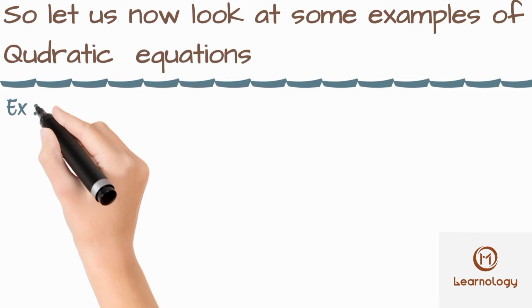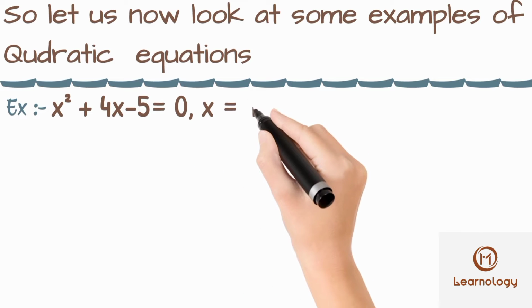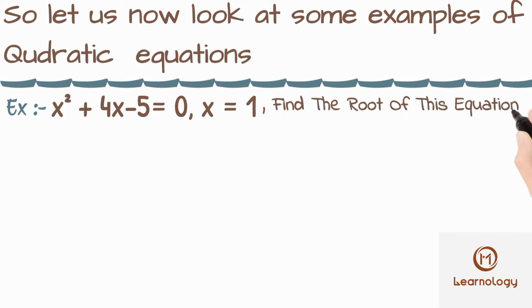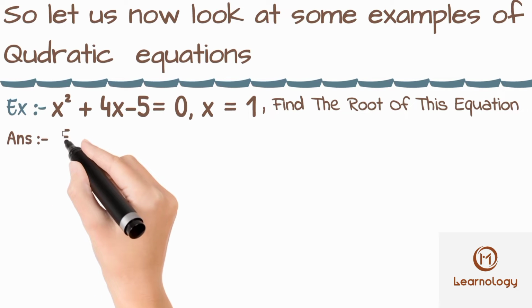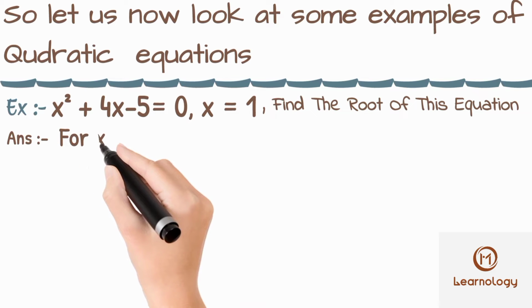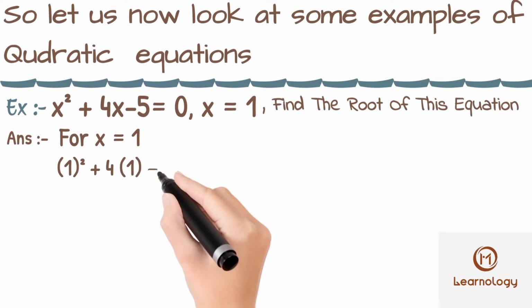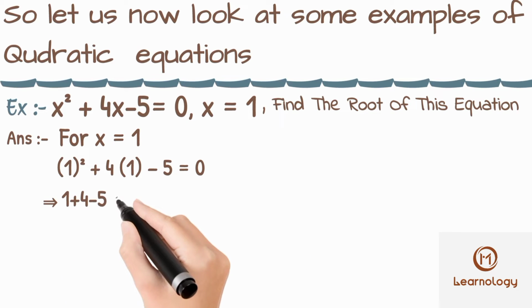Example: x square plus 4x minus 5 is equal to 0. x is equal to 1. Find the root of the equation. Answer: when we put the x value in this equation, we will get LHS is equal to RHS. Therefore, it is a root of this equation.